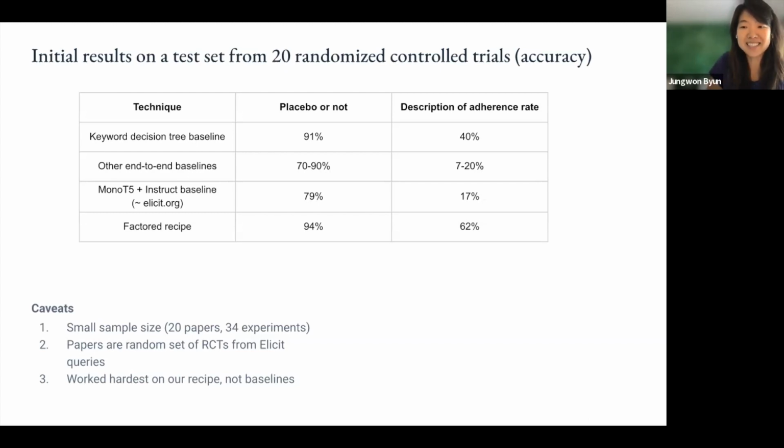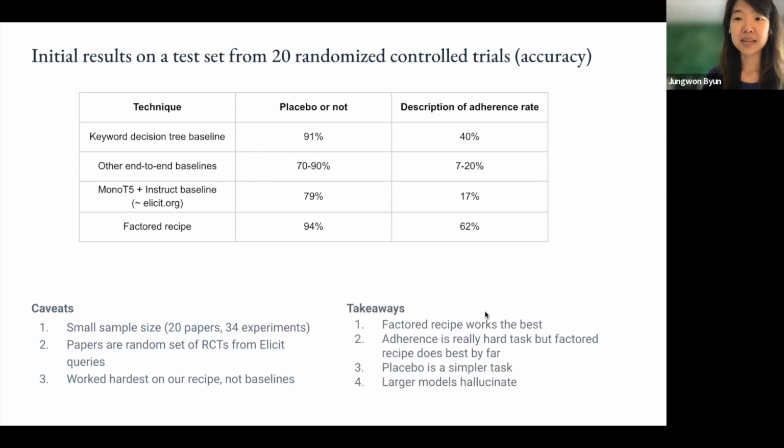And then obviously, as these things go, we worked the hardest on our recipe and not on any of the other baselines. So it's entirely possible someone else wants to try harder at making the other baselines good, but we did not want to make the end-to-end baselines particularly good. But anyways, that's another research direction.